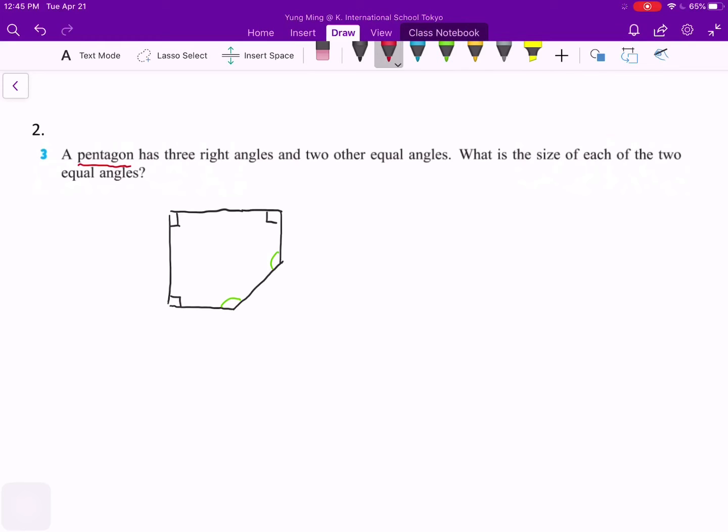Okay, first of all, the sum of all the angles in the pentagon is equal to 540 degrees. That becomes more like common sense now. And we're going to find the 2 other equal angles. The 2 other equal angles are color-coded in green. Let's call them x in this case. And then all the others are 90 degrees.